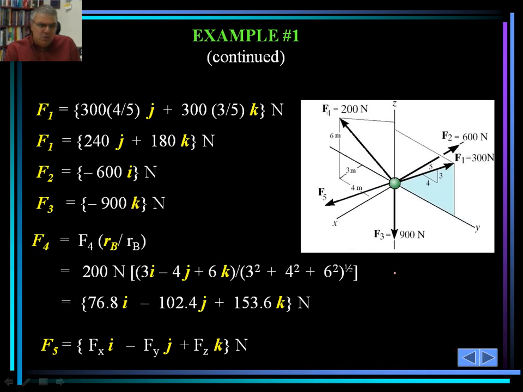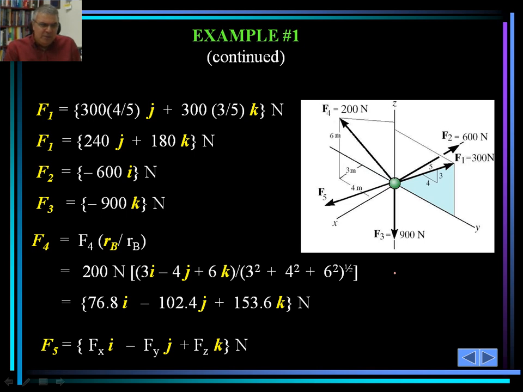So let's continue with that example to see how we can calculate F sub 1, which I often call F1 without using the sub, but you guys know that I mean F sub 1. So F sub 1 in this case, as you can see, is in the YZ plane. In that plane there is no X component, only J and K components. The ratio of the components is shown here.